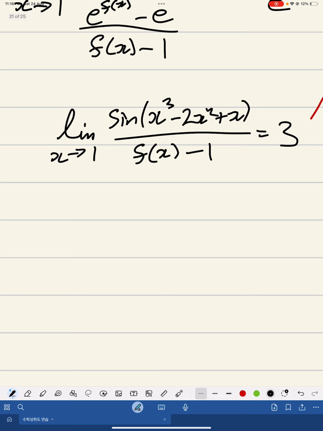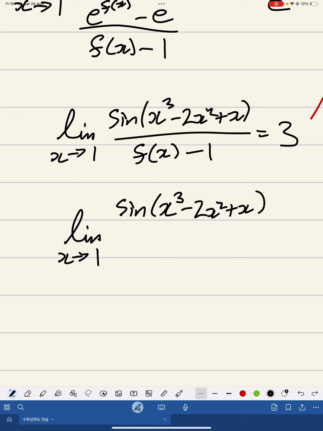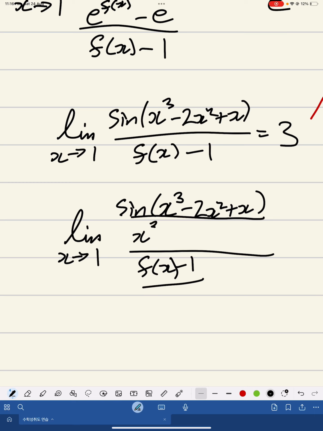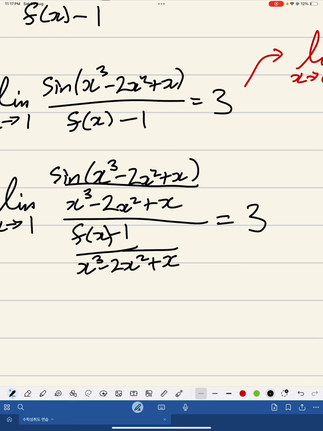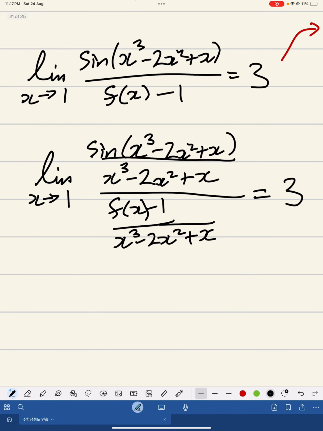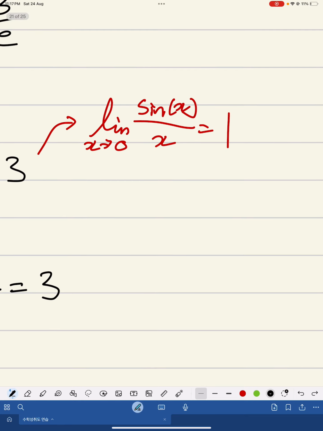So I'm going to rewrite this as the limit as x approaches 1 of sine of x cubed minus 2x squared plus x all over, so the original is f of x minus 1. And I'm going to divide both the numerator and the denominator by what's inside the sine function, x cubed minus 2x squared plus x. Because the manipulation is done on both the numerator and the denominator, this whole limit will also equal 3. But notice on the numerator side, this is just another form of the identity, and I'll show you why.